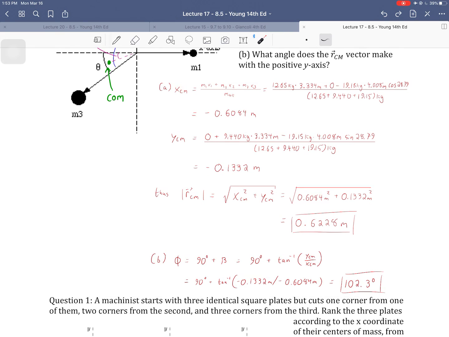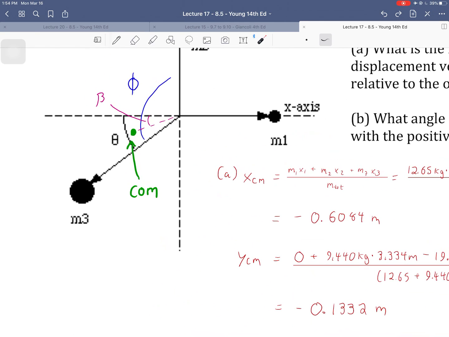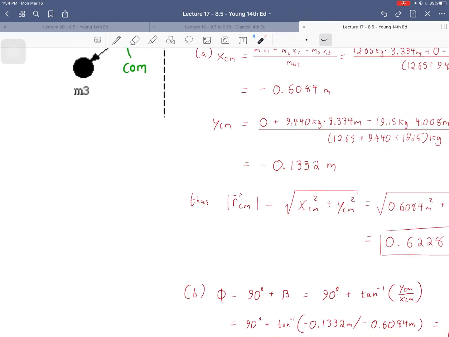In order to find the angle of beta, I use inverse tangent with the y component of the center of mass divided by the x component of the center of mass, because that would be opposite over adjacent. Going back up here and looking at the picture, this would be ycm, and this here would be xcm. We can imagine this one here, ycm, and this one, xcm. And so, of course, tangent will get us the angle we want.